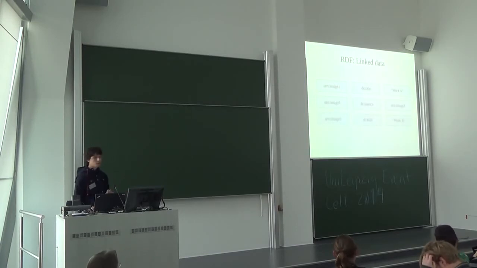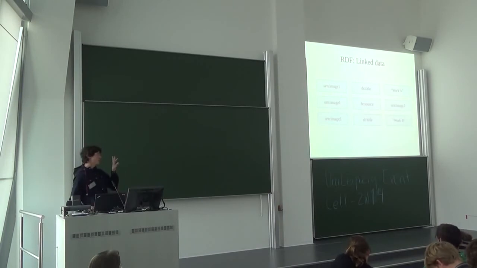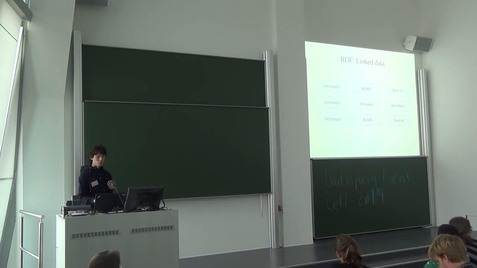Just a couple of words about the linking part. If we have an RDF dataset that has three triples, and notice that in the second triple we have the image 2 URN as the object, that means that image 1 relates to image 2 with the Dublin Core source relationship.